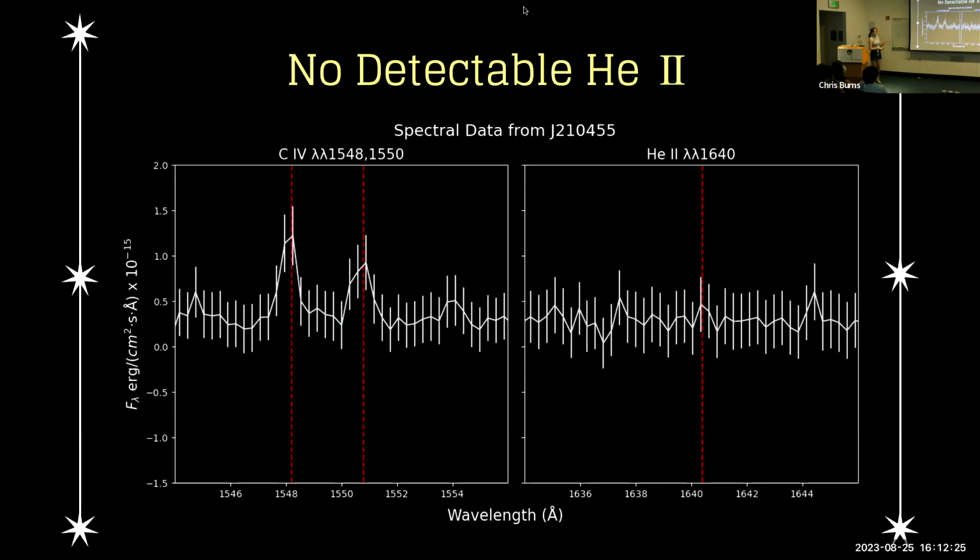However, where we expect helium-2 to be, which is around 1640, there's a little bit of a peak, but it's not very clear if any emission is happening at all. And if there is emission in helium-2, it is much smaller than what we would see in the carbon-4. So it could just be due to the fact that there is a lot of noise in this data.